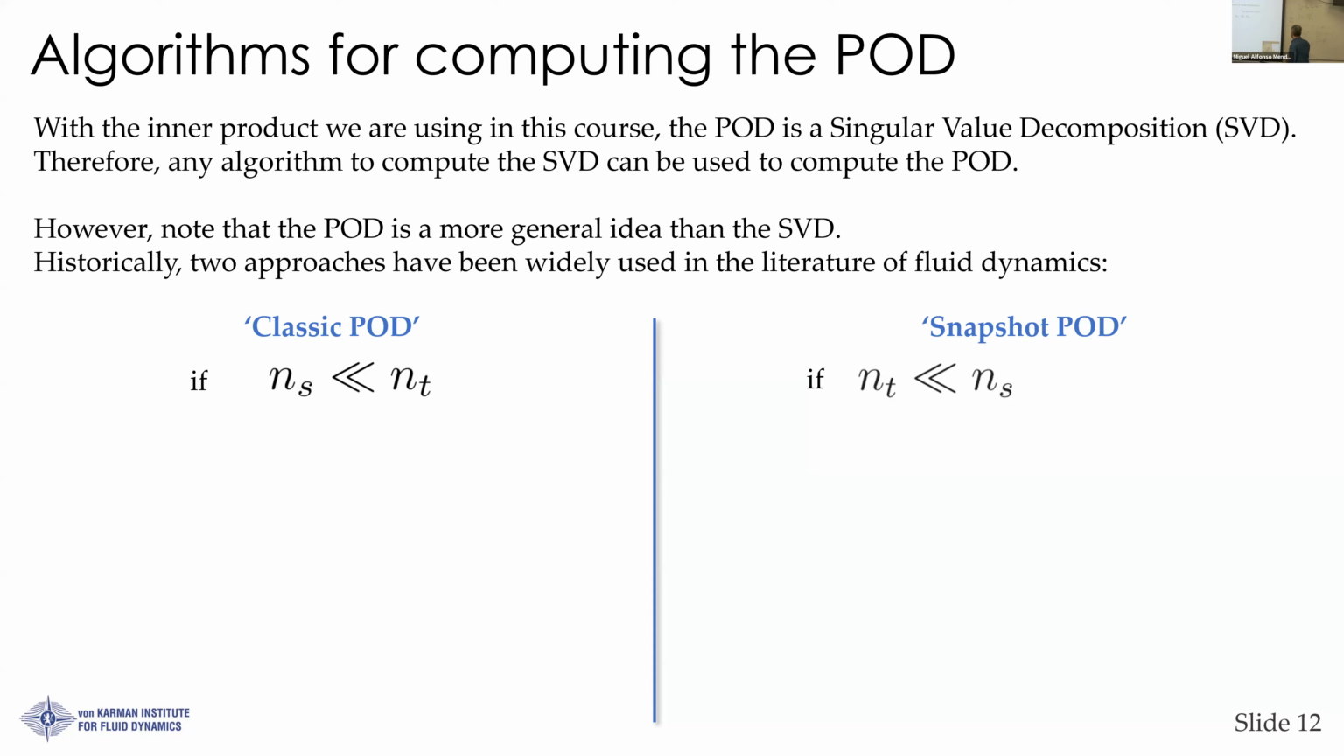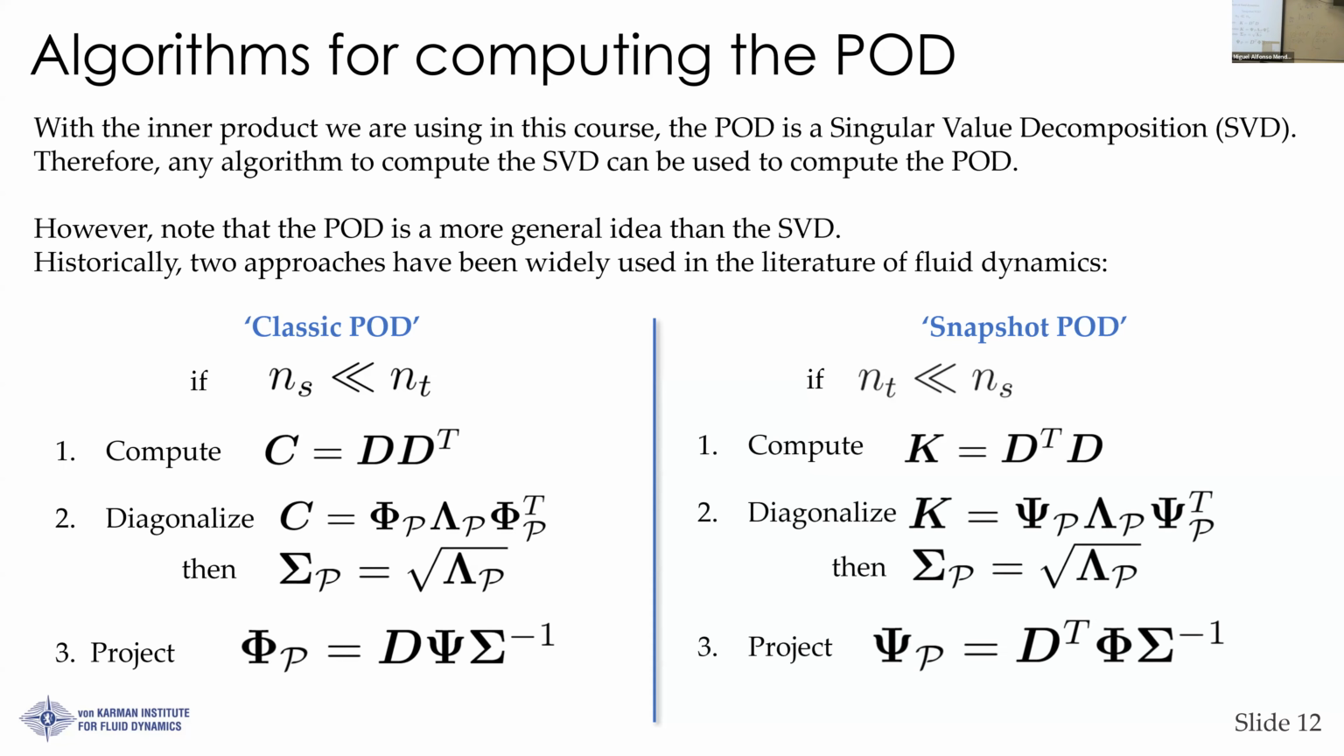Yes, this is NS by NS. And this one? NT by NT. So how do you choose whether you want one or the other? It depends if you have more snapshots or if your snapshots are much bigger. So in one case or the other, you will first work with this approach, compute the eigenvalue decomposition, then project, which is very easy. So it's a simplified version of that. Or you work first with this and then you project. Okay.